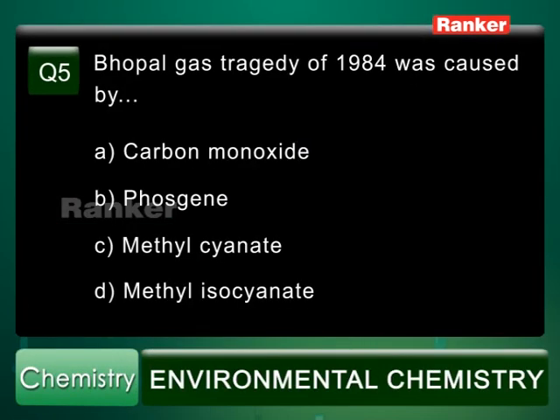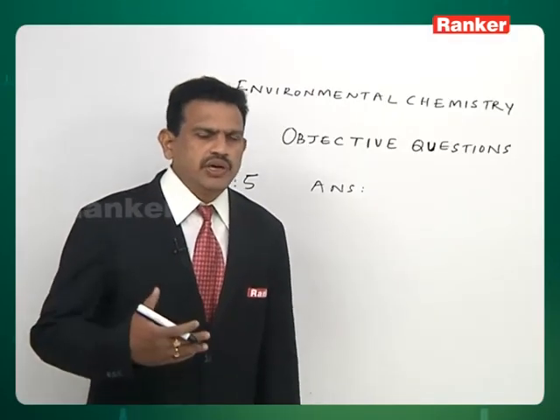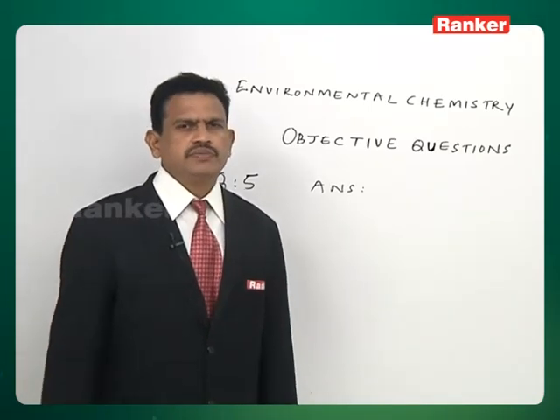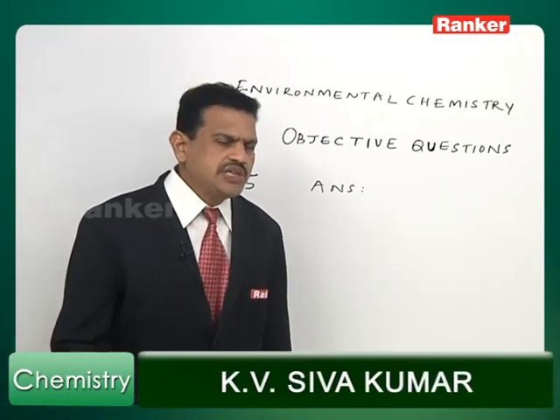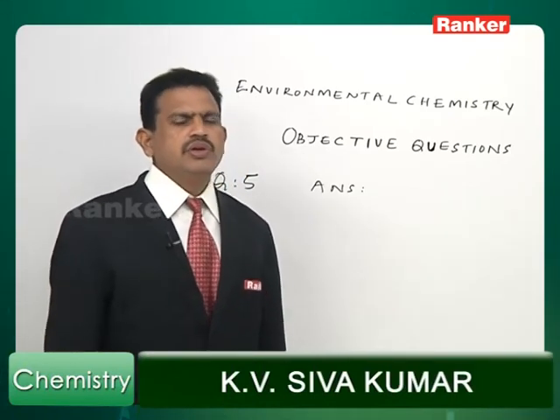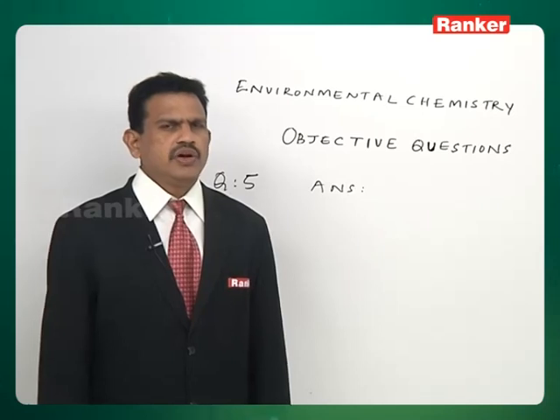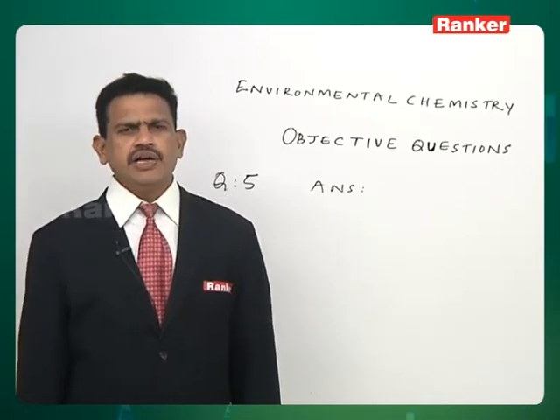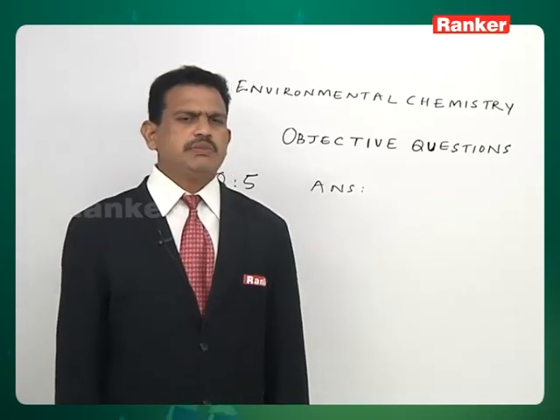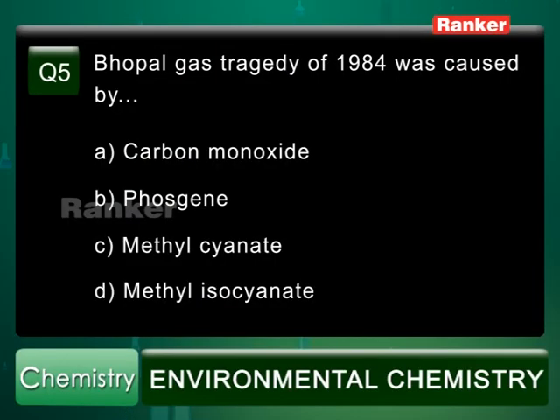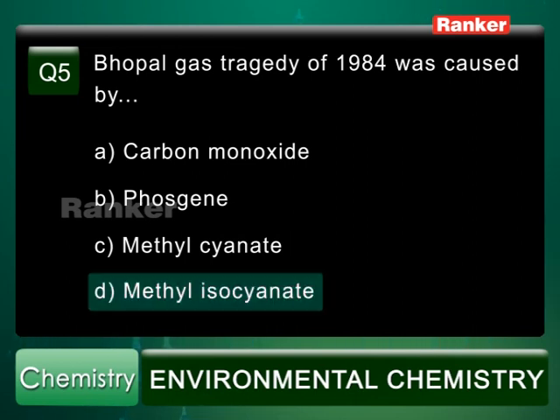Question number 5. Bhopal gas tragedy in the year 1984 was caused by option A carbon monoxide, option B phosgene, option C methyl cyanate, option D methyl isocyanate. Bhopal gas tragedy was from the Union Carbide factory, an American factory, a pesticide making factory. The poisonous gas leaked out in the year 1984. It caused nearly 2 lakh people death on the spot, and still the people are suffering due to that Bhopal gas tragedy, and it is because of release of poisonous gas methyl isocyanate. CH3NCO is the formula, so we can go for answer D. This is question number 5.